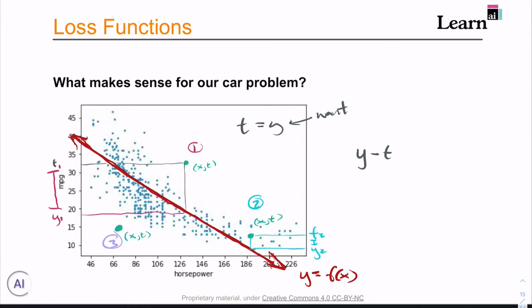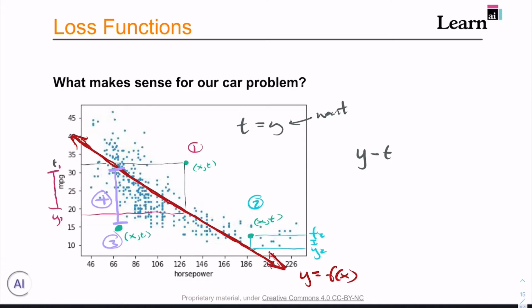This distance between t and y, if we do y minus t, what is that going to be? Positive or negative? That's going to be positive, right? Because y is larger than t. So this is going to be a positive difference, okay?